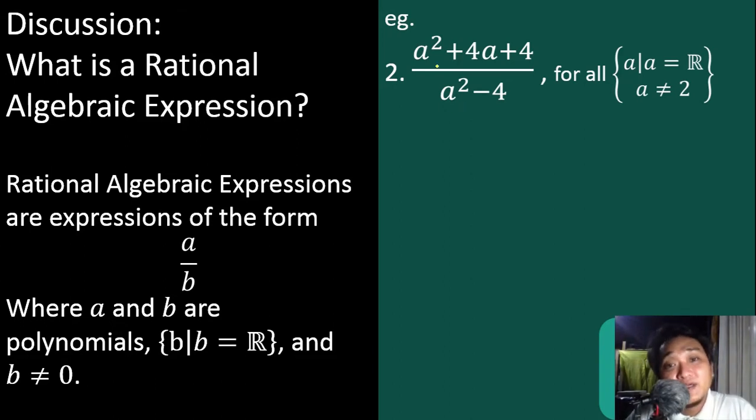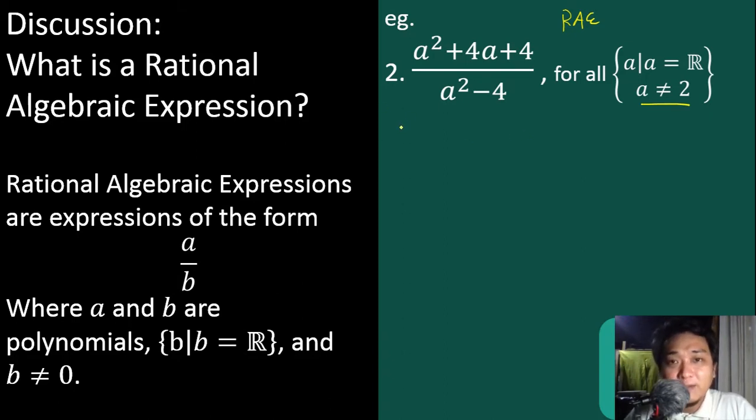Now, in this case, a squared plus 4a plus 4 over a squared minus 4. Is it a rational algebraic expression? The answer is yes, as long as every value of a is under the set of real numbers, except 2. Okay, why?